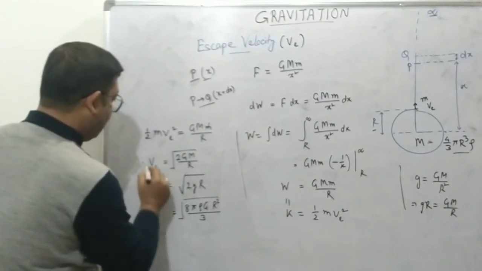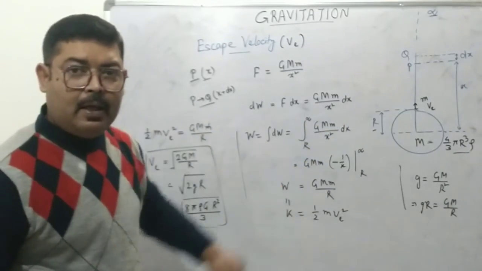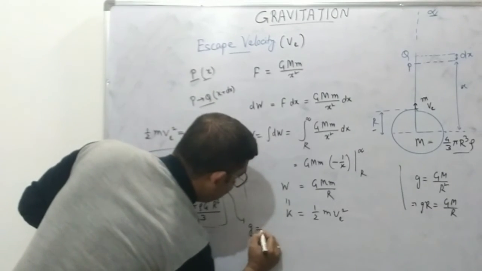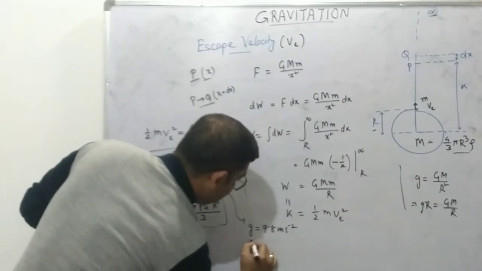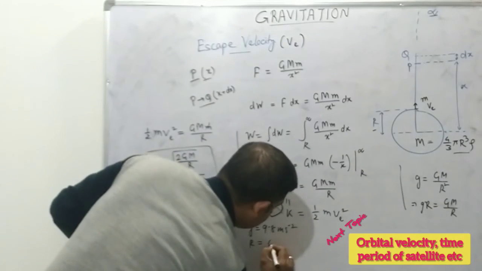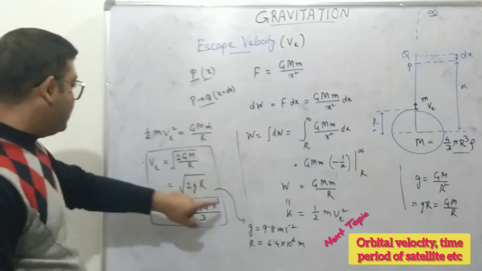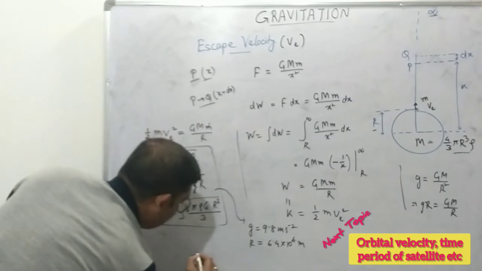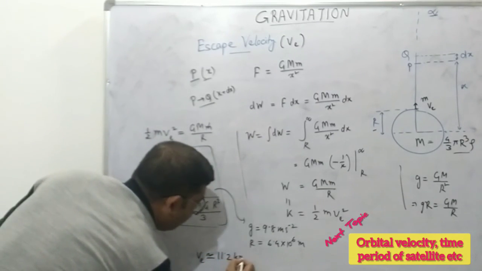Now, we have considered any given planet. If we say the planet is Earth, then in this particular expression, g we know is 9.8 meter per second square, and the radius of Earth is 6,400 kilometers roughly, so 6.4 into 10 to the power 6 meter. If you substitute the values here and solve, we will get the escape velocity from Earth's surface as almost equal to 11.2 kilometer per second.